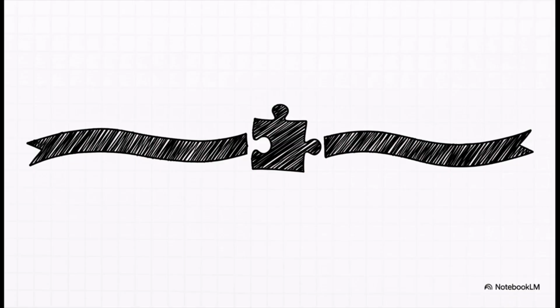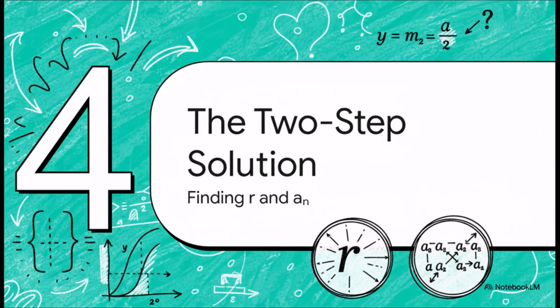Okay, so we have this brilliant hybrid guess. It's part x to the r, part power series. But how do we actually find the values for that exponent r and all of those coefficients in the series? Well, thankfully, the whole process breaks down into two very clear steps.